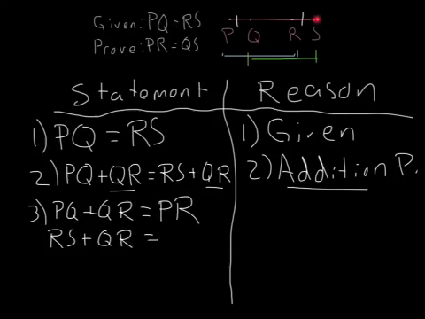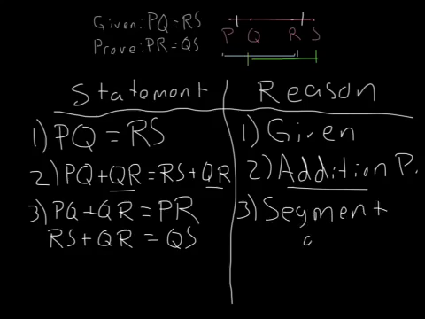Likewise, I can say that RS plus QR is going to equal, what do you think? RS plus QR, that's going to equal this big segment QS. And that's exactly what I want to prove. So looking at what I want to prove is a clue to help guide me in my proof. So PR is going to equal QS. And since we added little pieces to make a big piece, our reason is segment addition.